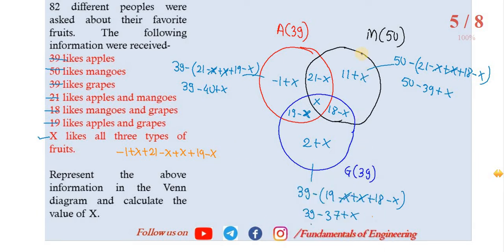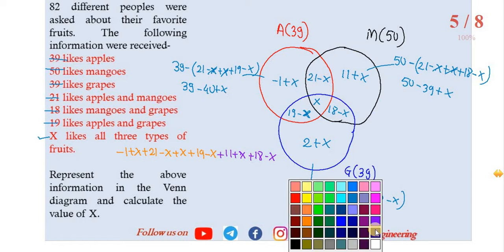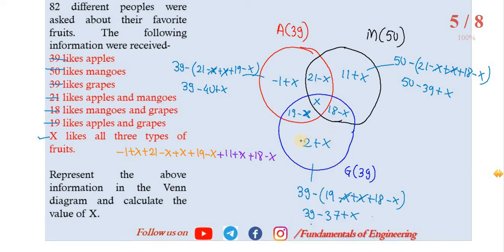Then next, this circle, among that these 2 are already written. So plus 11 plus x plus 18 minus x. So this circle is over, and remaining this one, 2 plus x, 2 plus x, and that is equal to 82. So plus x minus x will be cancelled out.